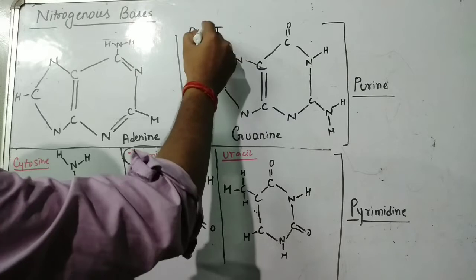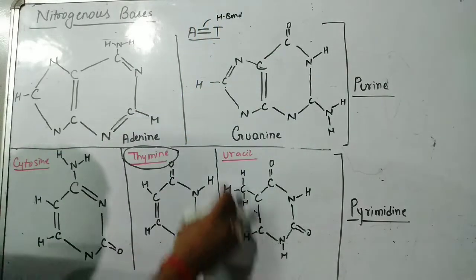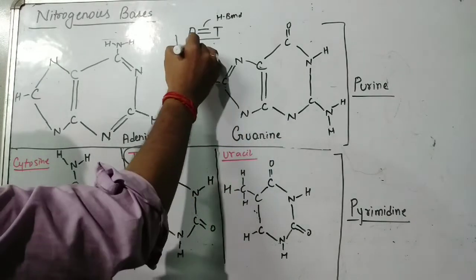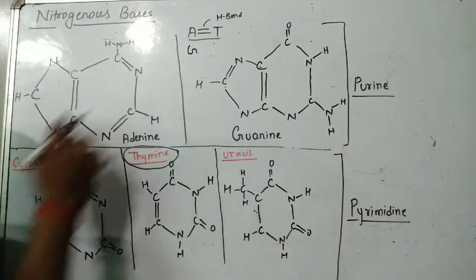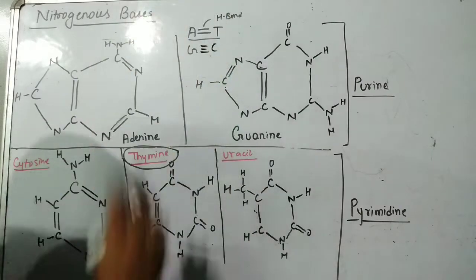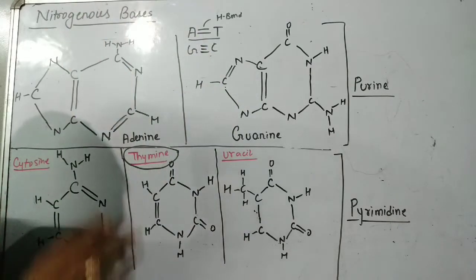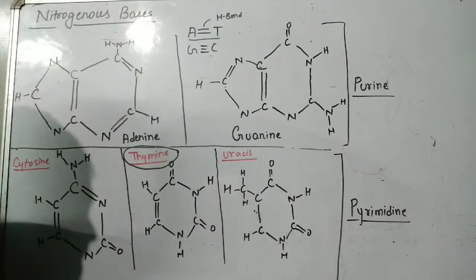This bond between adenine and thymine is a hydrogen bond. While this guanine is going to combine with cytosine with a triple bond. Again, this is a hydrogen bond. So it is a double hydrogen bond and this is a triple hydrogen bond. That is the structure of nitrogenous bases.